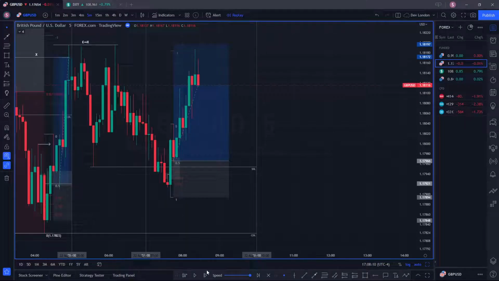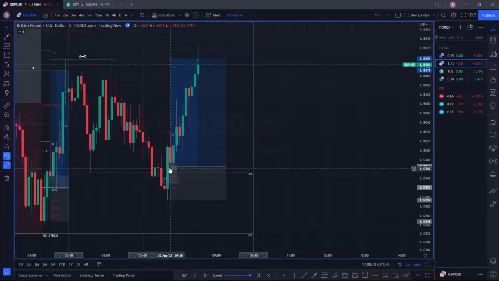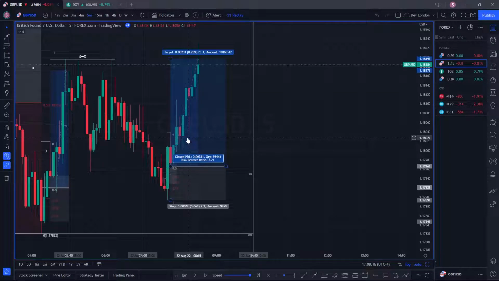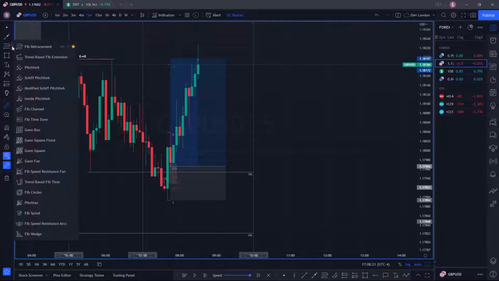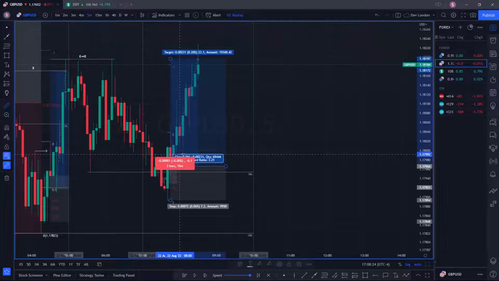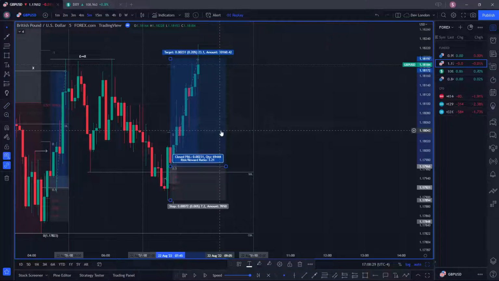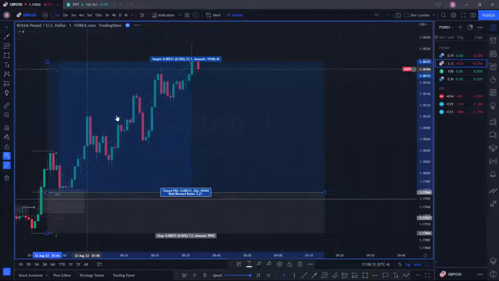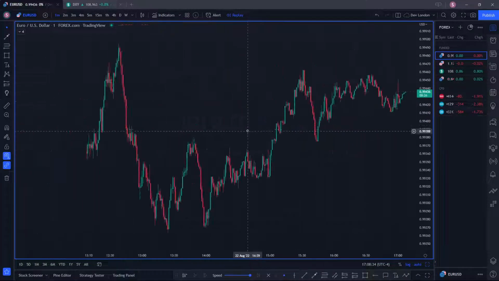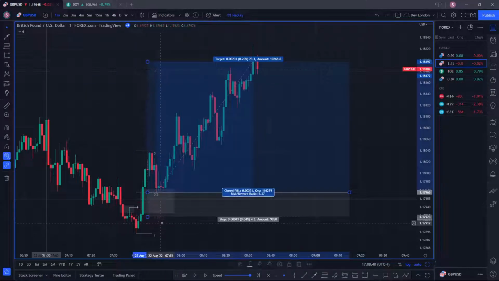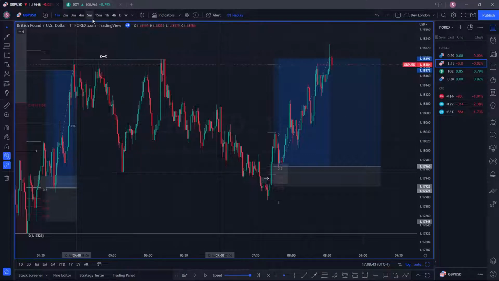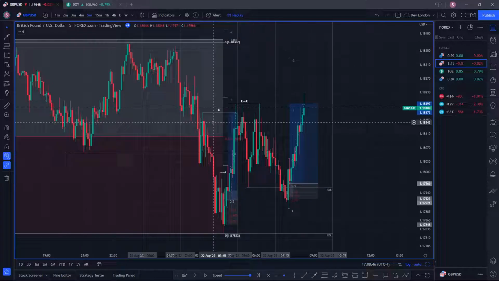It took price about, let me actually do this the easy way, about 45 minutes to hit our target, and this would have been actually not a 3 to 1 because the stop loss would be below. Oh no, okay, the stop loss would be below this, so this would have been 5 to 1, 5R, right? So we actually got two really nice buys on GU. We didn't really get any nice sells.